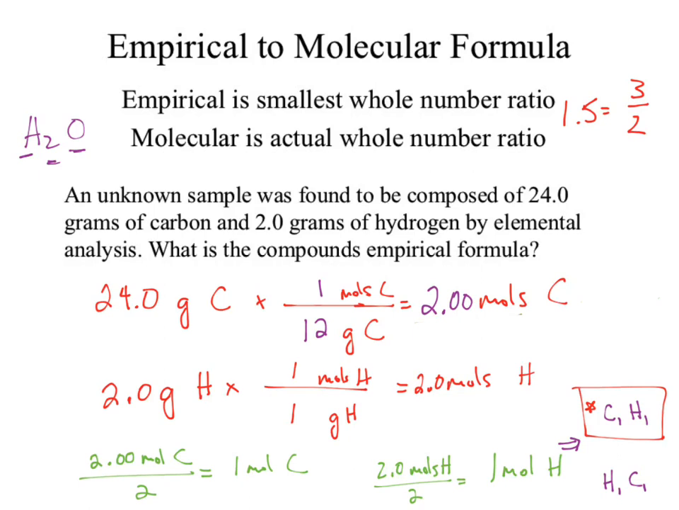Can chemicals have the same empirical formula? Yes. In fact, all ionic compounds will only come down to an empirical formula. We never look at a molecular formula. That's because it's an ionic compound.